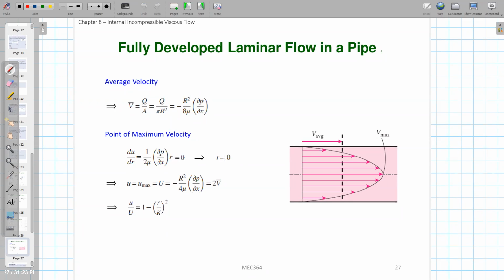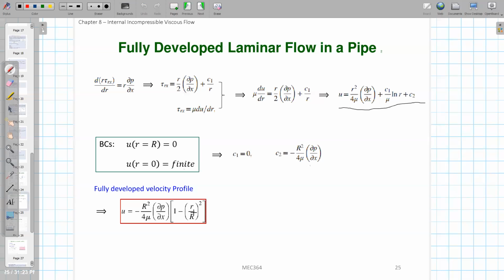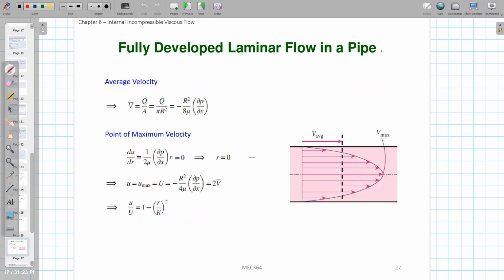Okay, you substitute r equal to 0 here, and you get the maximum velocity. The maximum velocity will be this value, minus R squared over 4 mu partial P partial x. So this is the maximum velocity you have. And if you compare this maximum velocity with this average velocity, what do you find? The only difference is that the average velocity has R squared over 8 mu, and this is R squared over 4 mu. So this maximum velocity is actually twice the average velocity.